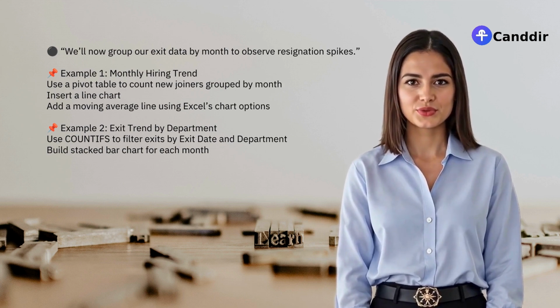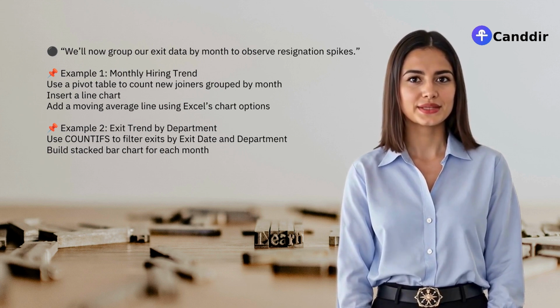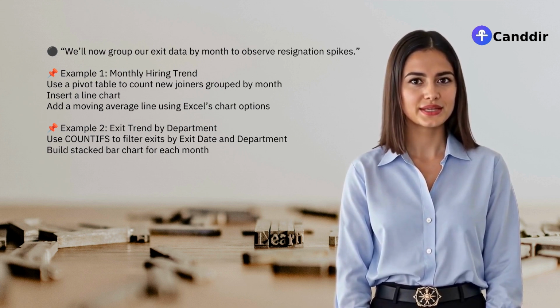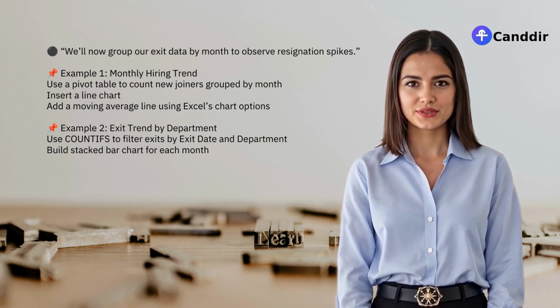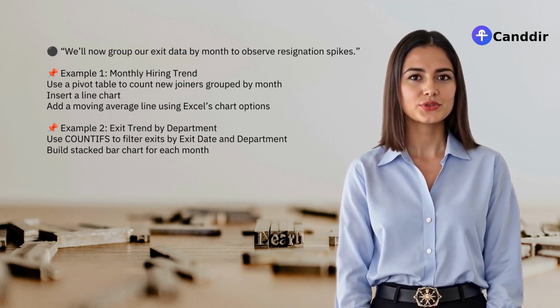Create a new column to extract month year using the text formula. Group the data by this time period to create a time series. Also, categorize the data based on department, region, recruiter, etc. if required. We'll now group our exit data by month to observe resignation spikes.